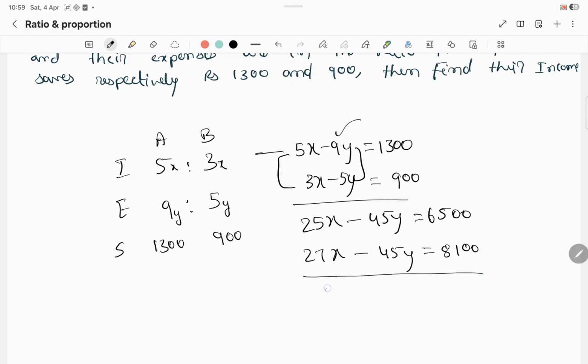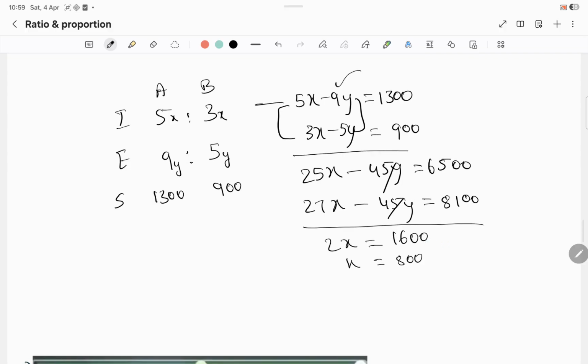Now find the difference. 2x is equal to 1600. Then x is equal to 800. Find the incomes. Income means initially what? 5x. 5 into 800 is 4000. Then 3 into 800 is 2400. This will be our answer.